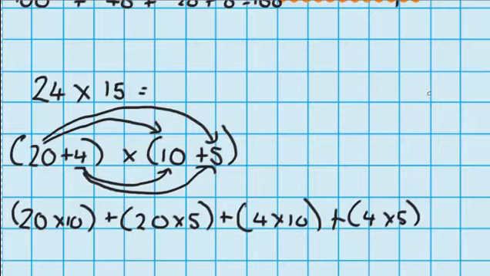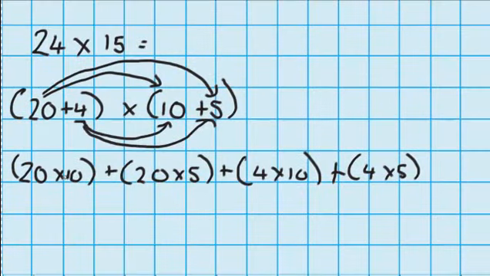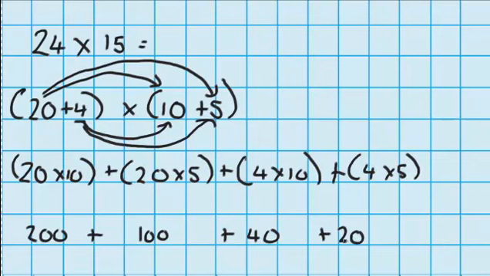Now it's time to work out the answers to some of those. Well, 20 times 10 is 200, and 20 times 5 is 100, and 4 times 10 is 40, and 4 times 5 is 20. Time to add these up. 200 plus 100 is 300, plus another 40 is 340, plus another 20 is 360. So the answer to 24 times 15 is 360.